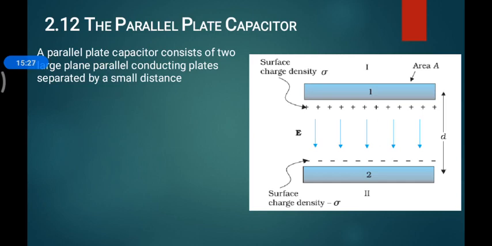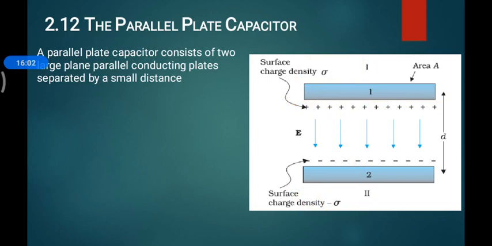Two conducting plates, this is 1 and this is 2. If we apply an electric field, they get ionized on their respective sides: this is the positively charged plate and this is the negatively charged plate. They are separated by a distance d, and the area of each plate is A. This is region number 1, this is region number 2, and this is the intermediate region between the plates. On the surface is the surface charge density sigma, and on the other plate it is minus sigma. Is it okay?